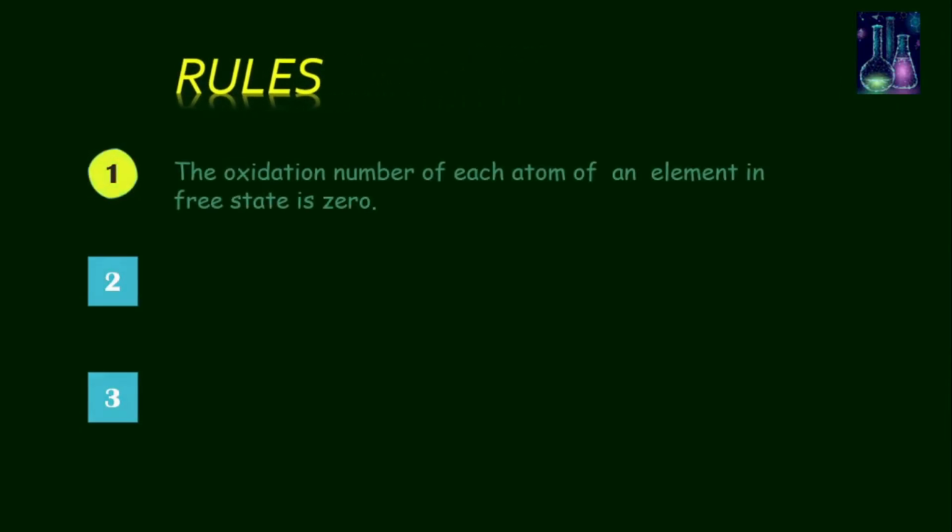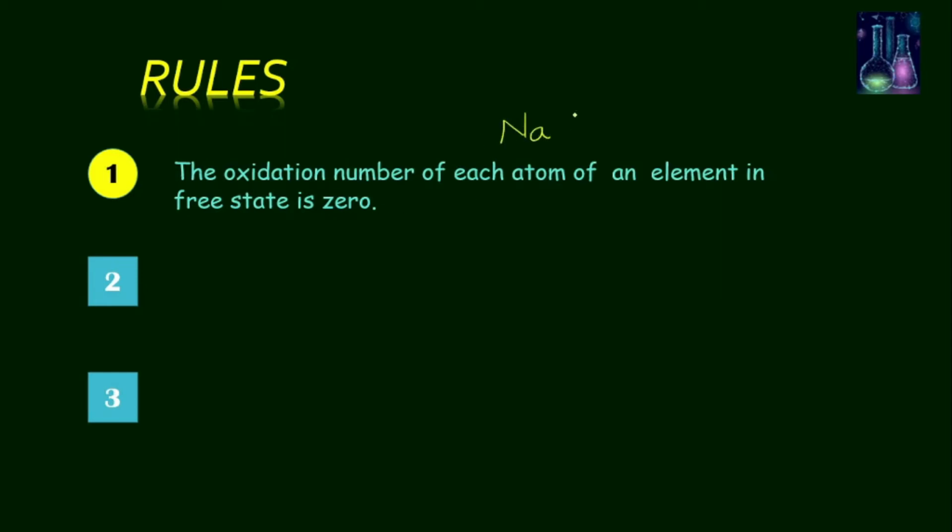Rule number 1. The oxidation number of each atom of an element in free state is 0. So for example, if I have sodium or potassium or calcium or chlorine or hydrogen molecule or helium atom, they all in their free states will have an oxidation state of 0. If they are free atoms or free molecules, their oxidation state is 0. This is the first rule.